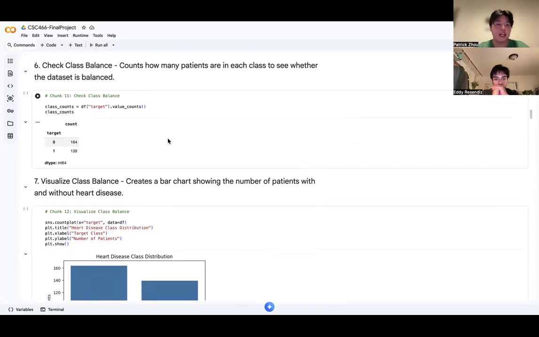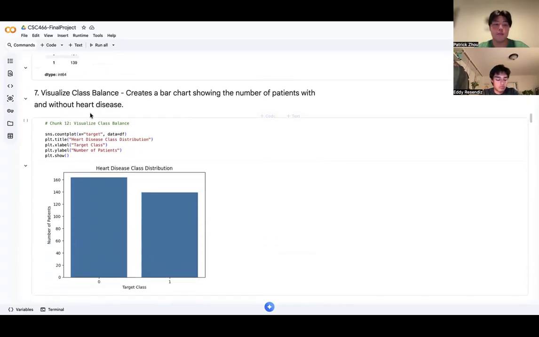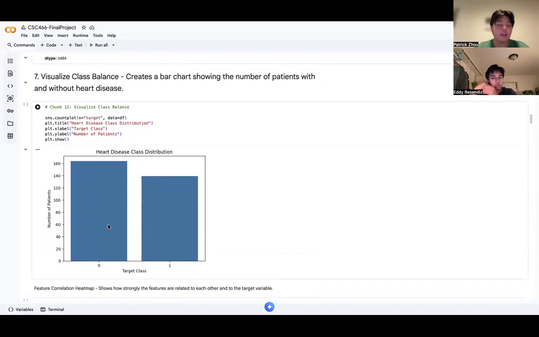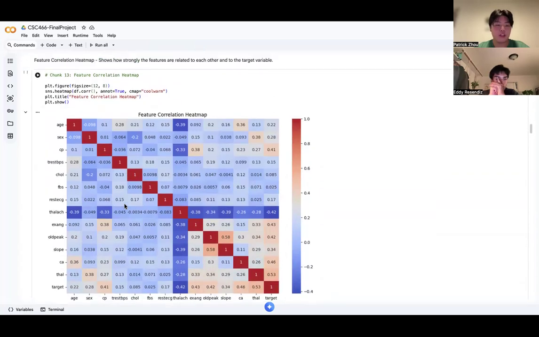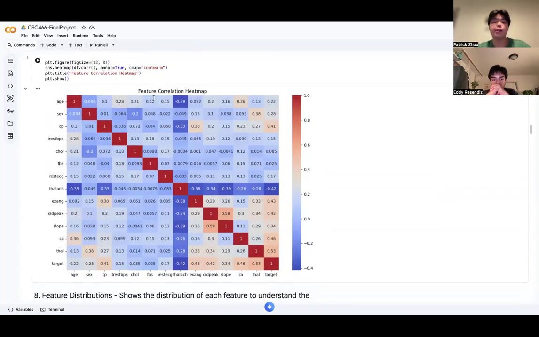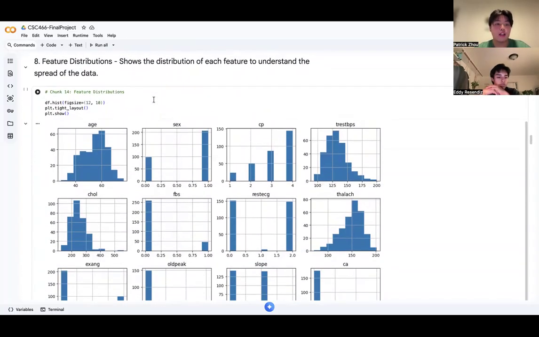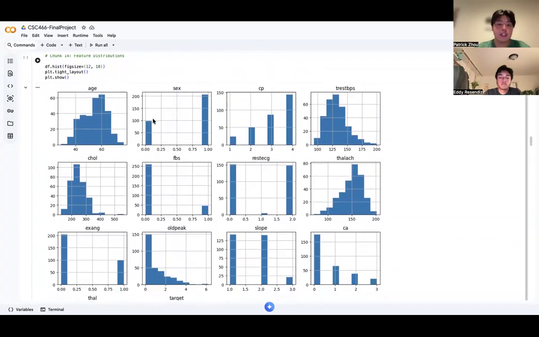And then here we are checking for class balance. We can see that there are 164 patients with no heart disease present, while there are 139 patients with heart disease present. And then here's a graph to visualize our class balance. We can see that it is about equal, with the patients with no heart disease having about 20 more. Here is the code that we use to implement our heat map that I showed earlier. And then here is the code that we use to implement our feature distributions that I also showed earlier.